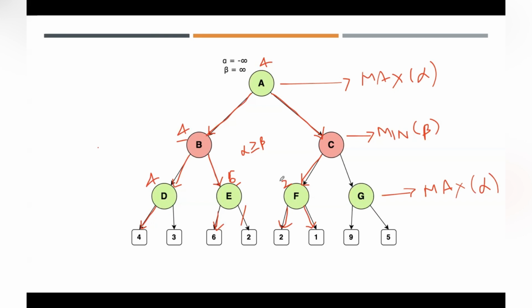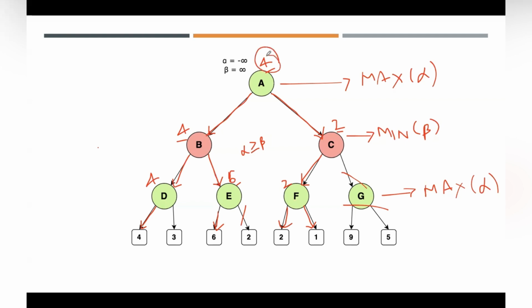Now among these two, find out the maximum value at this level. The maximum value is 2. So retain 2 at node F. So 2 is retained and return this 2 to its parent, that is the min of beta. Now again we have to check whether we need to traverse towards the right side or not. So you need to compare this beta value and alpha value. As alpha is greater than beta, this path will be pruned. So no need to traverse towards the right side of this node C.